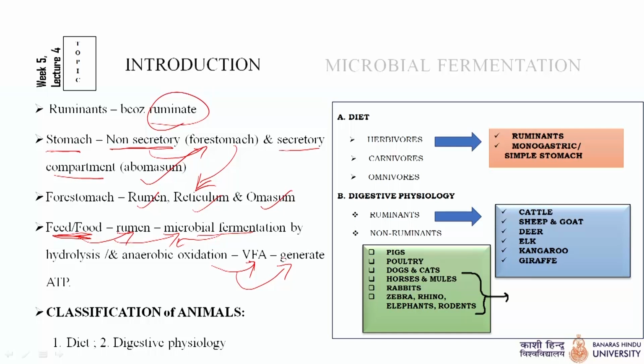Now the animals are classified based on the diet as well as the digestive physiology. First, from the diet point of view, the animals are classified into herbivores, carnivores and omnivores. This you know very well. Herbivores are the animals which ingest plant materials. These herbivores are broadly classified as ruminants and non-ruminants, which are monogastric. Monogastric means single stomach animals, also simple stomach animals.